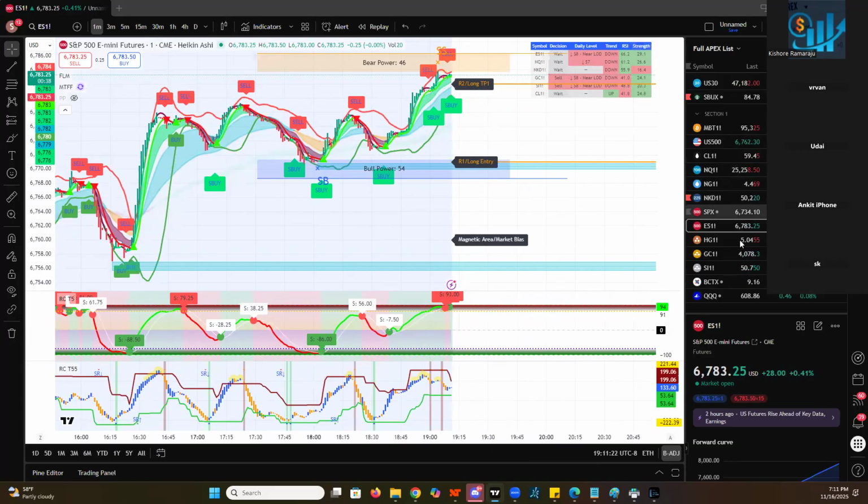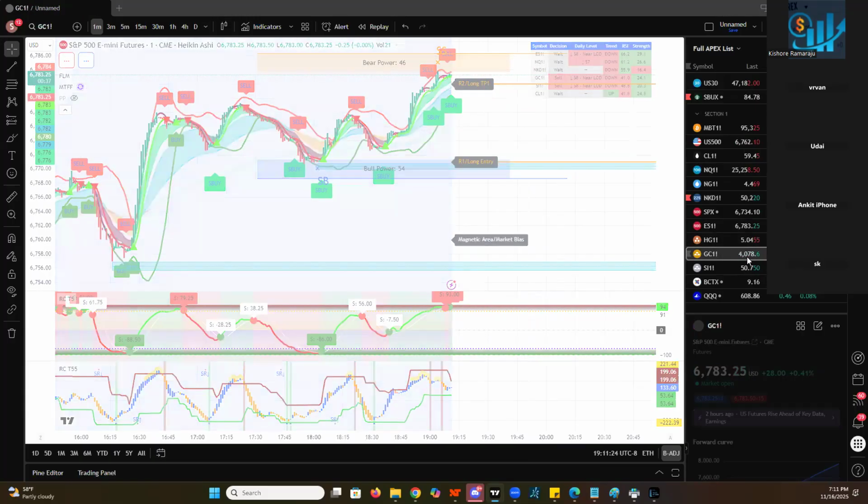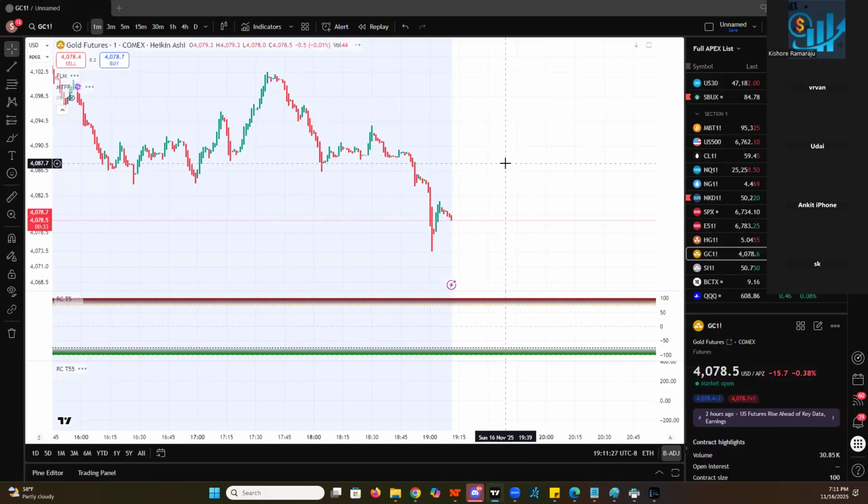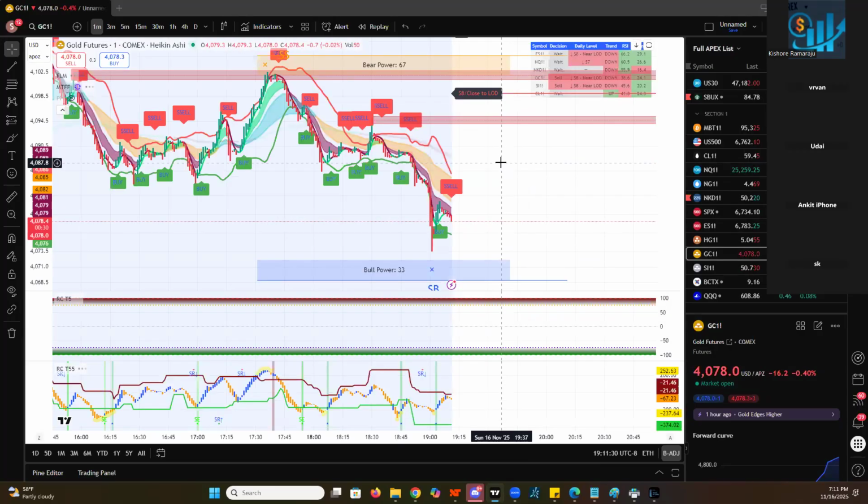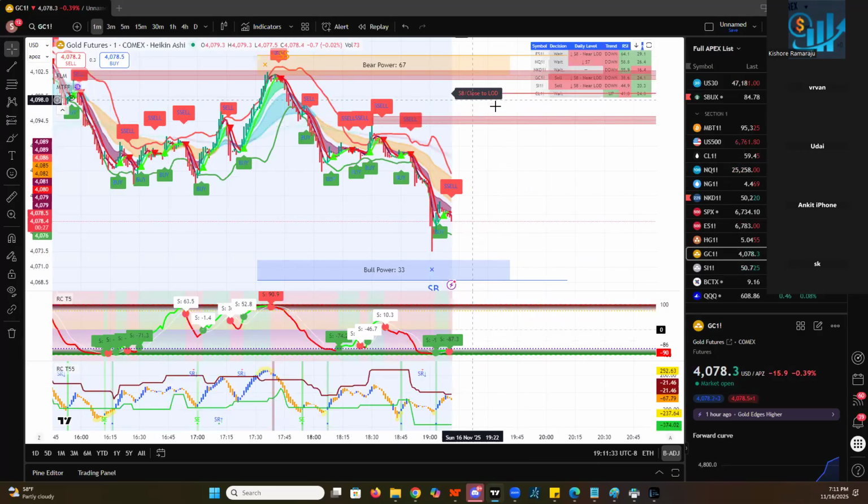Let's see it for GC. GC is below S8 now. In some time, it may touch that bull power and start moving up. It broke nearly all the levels, so in some time it should bounce back.